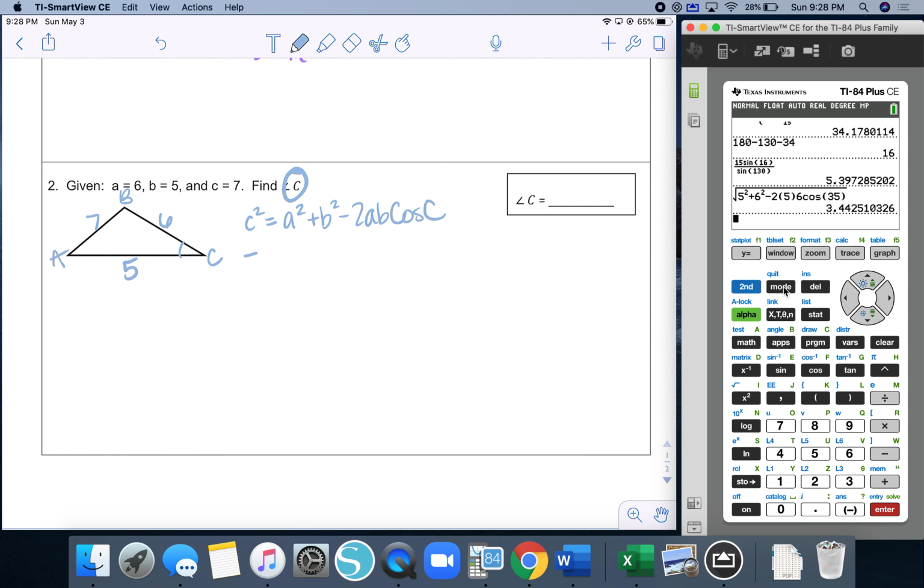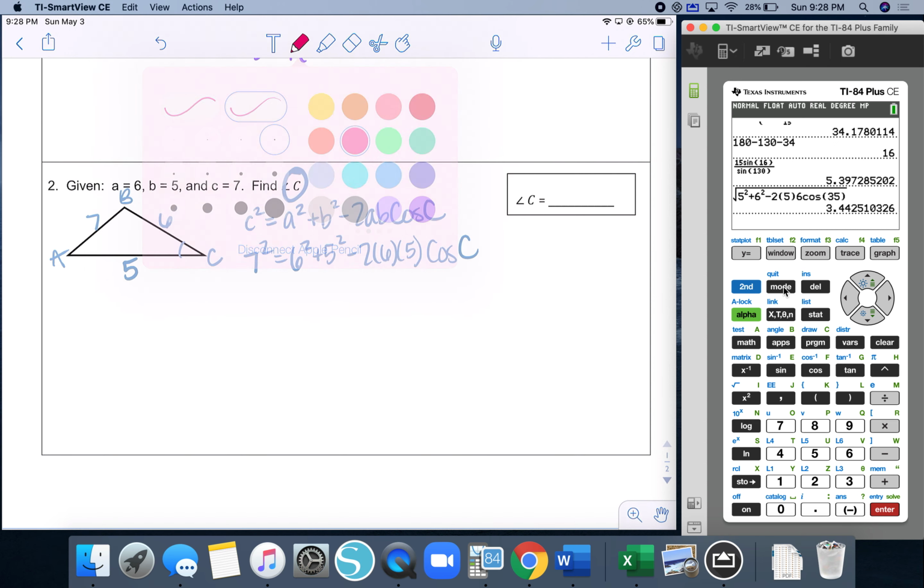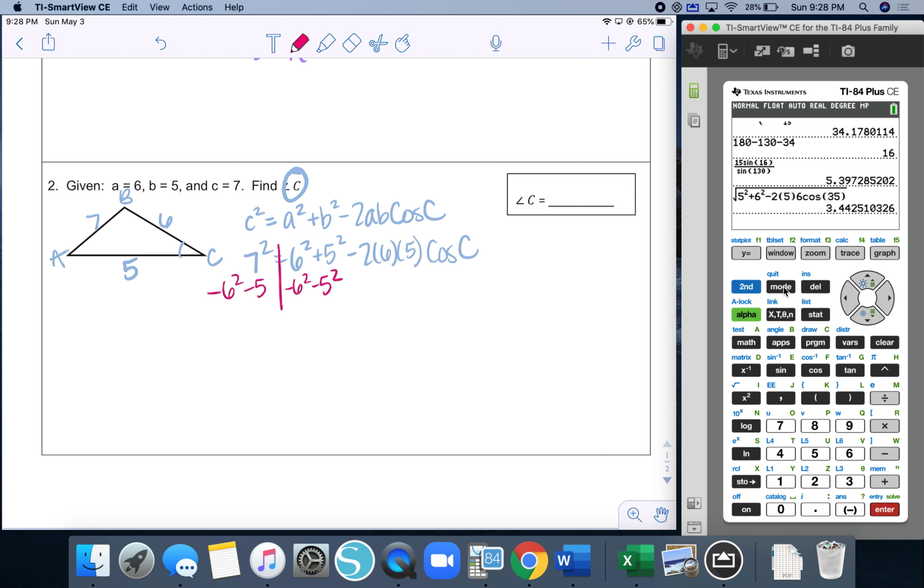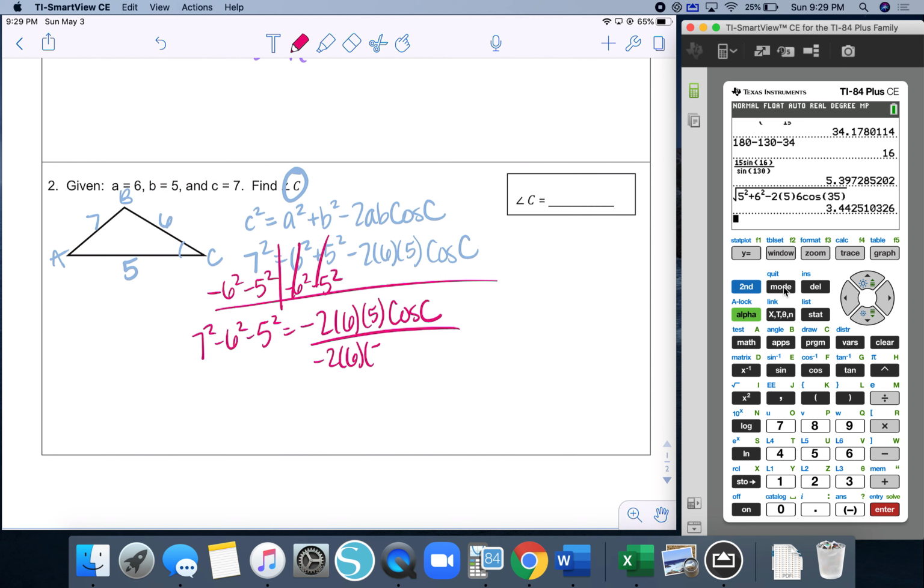So I'm going to fill in what I know: C squared, A squared, B squared, 2AB cosine. Remember, we don't know C, we're looking for angle C. So the first thing I'm going to do is move 6 squared and 5 squared, and I have negative 2 times 6 times 5 cosine of C. I'm going to divide by negative 2 times 6 times 5.